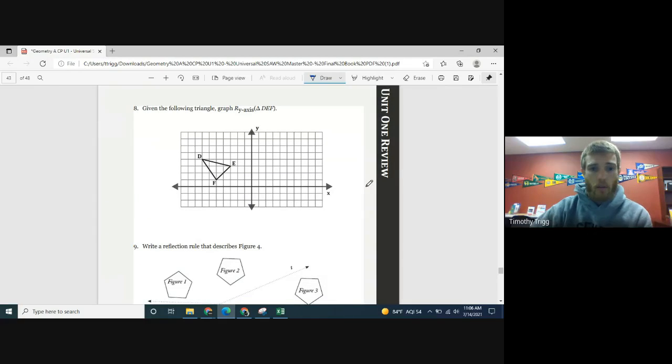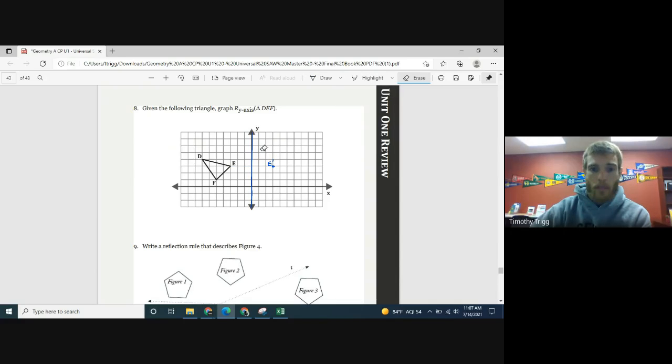Given the following triangle, graph R, y-axis, so that means we're reflecting across the y-axis, triangle DEF. So we want to reflect this triangle, DEF, across the y-axis. So in this case, my line of reflection is the y-axis. So let's go ahead and reflect our triangle across the y-axis. So E is 3 away from the reflection line, right? See that? 3 away. 1, 2, 3. So E prime will also be 3 away. 1, 2, 3. Go ahead and label that. Put the point, label it E prime.